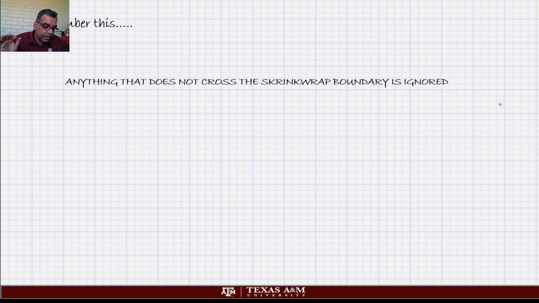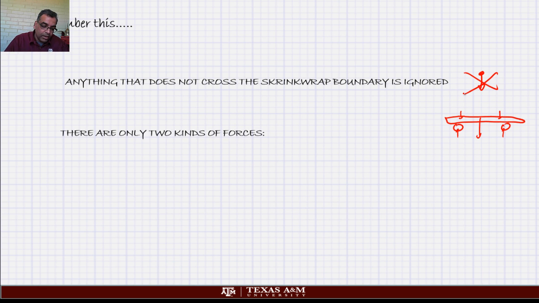So please remember that anything that does not cross the shrink wrap boundary is ignored. If you look at our skateboard free body diagram, anything that does not cross this boundary is ignored. So only these things are there. The skater's force is not crossing this boundary, so we ignore this. Right? That's item 1. And there are only two kinds of forces.